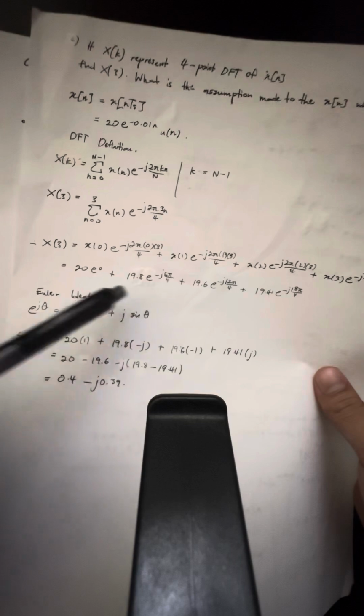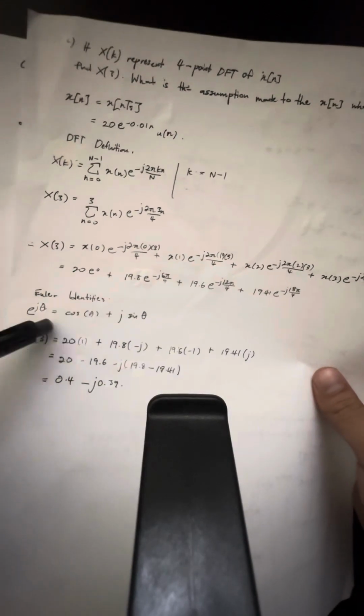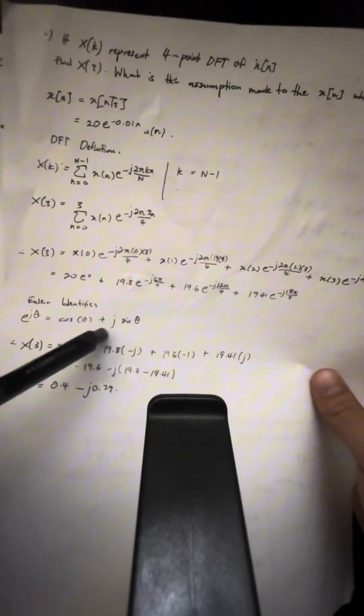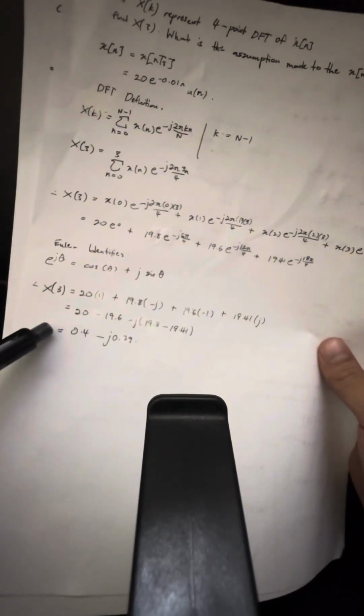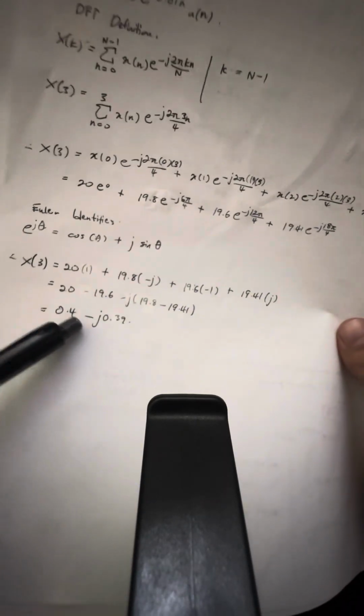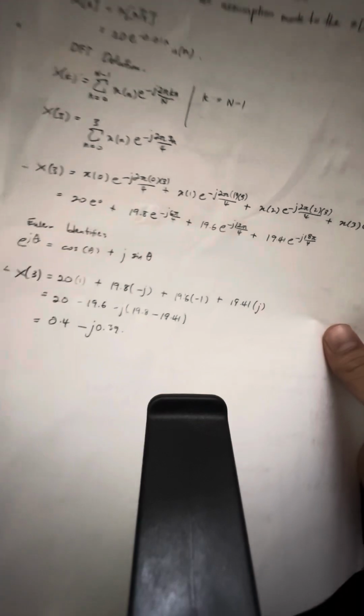calculation. Because we have complex exponentials, we will be using Euler's identity to simplify our equations to find the complex form. So this is what we got for X of 3.